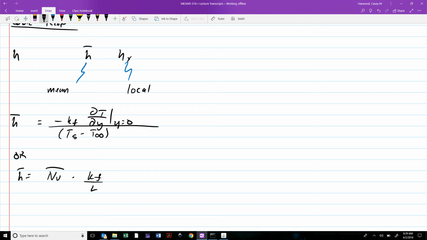If you're interested in the mean heat transfer coefficient from this table, L is going to be the length of this table, and the Nusselt number is therefore going to refer to the mean over that entire length.